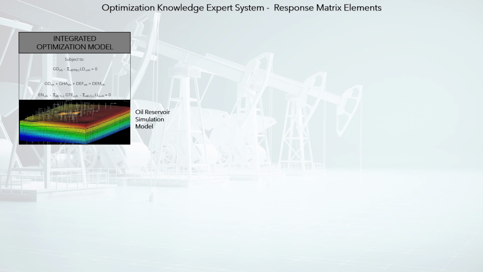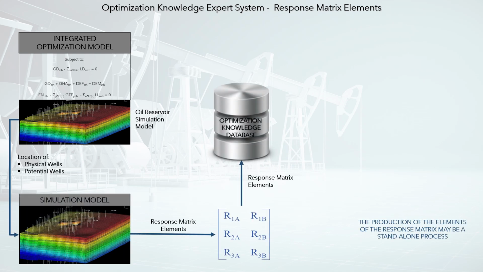For cases of high dimensionality, for example, oil fields with many wells, or oil field design processes with many possibilities, the production of the elements of the response matrix can be accelerated, considering the availability of CPU processors, which an oil company currently has. The basic idea is to include the simulation model within the optimization model. This is a viable idea, but it involves high complexity in mathematical formulation and high computation times. The production of the elements of the response matrix may be a standalone process; therefore, they can be generated outside the optimization process, and may be stored in an optimization knowledge database.